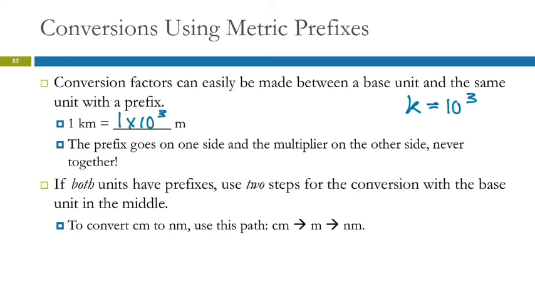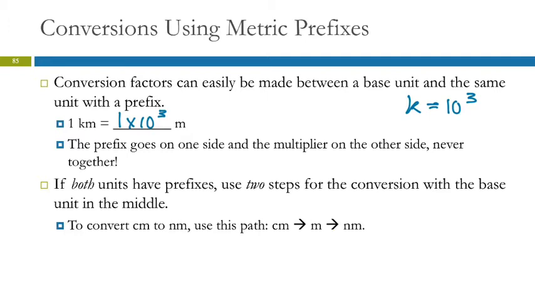If both of those units have prefixes, maybe we're going from centimeters to nanometers, I look at my starting unit, I look at my ending unit. I have 2 prefixes, centi and nano. Do it in 2 steps. Could it be done in 1 step? Yes. But it involves a lot of thinking, and I'm all for doing it simple with less thinking. So you do it in 2 steps. You convert from the starting unit to the unit without a prefix, and then you convert from that base unit to the other unit that has a prefix.